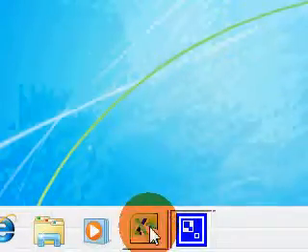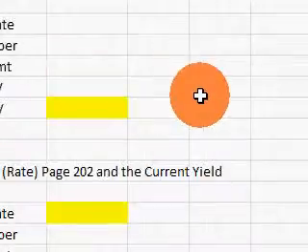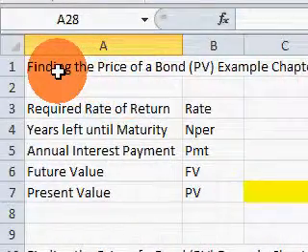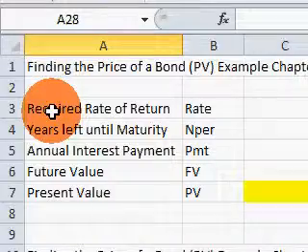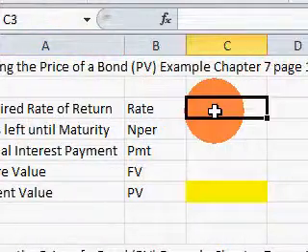Okay, I want to walk through some examples for your Chapter 7, the valuation characteristics of bonds. This is starting on page 199, and this is how to calculate the present value or price of a bond. We're told in this problem the required rate of return, and that's the required rate in the market, what an investor expects right now.